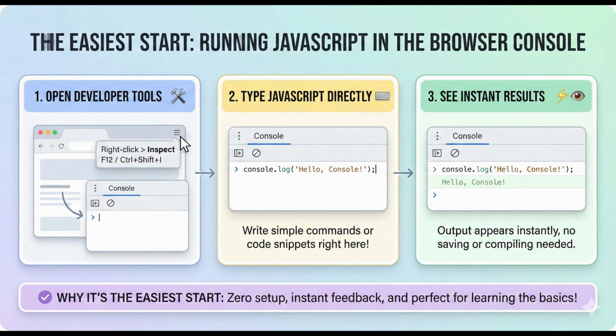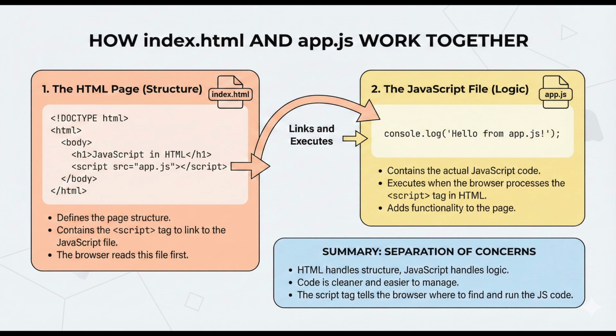This is how JavaScript is usually used in real projects. Look at the screen. We have two files. One is an HTML file called index.html, and the other is a JavaScript file called app.js. In the HTML file, we add a script tag that connects to app.js. The idea is simple. The browser loads the HTML first, and then it runs the JavaScript file.